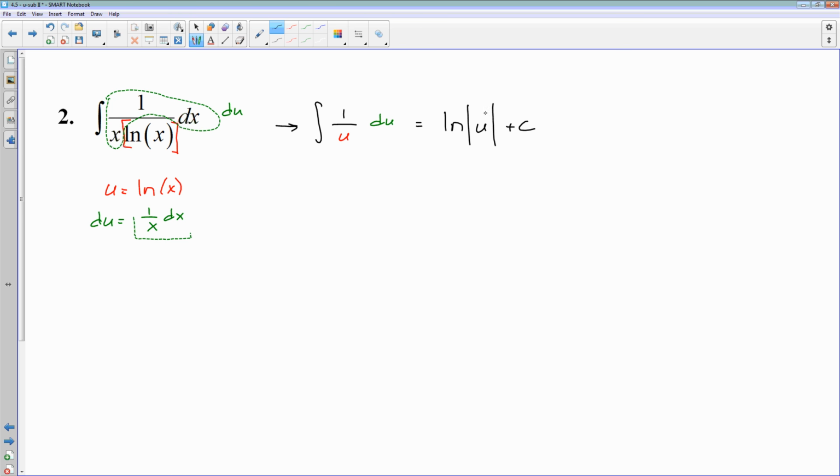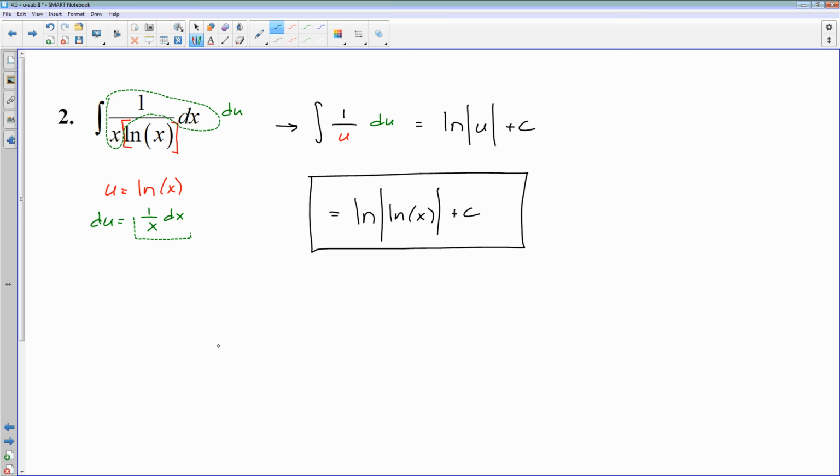And then once you've done the antiderivative in terms of u, you take whatever u was, which was ln x, and plug that back into your answer. So our answer is going to be the natural log of u, and u is the natural log of x. So we have the natural log of the natural log of x plus c, and there's your answer. So remember, you absolutely have to see du in your problem.